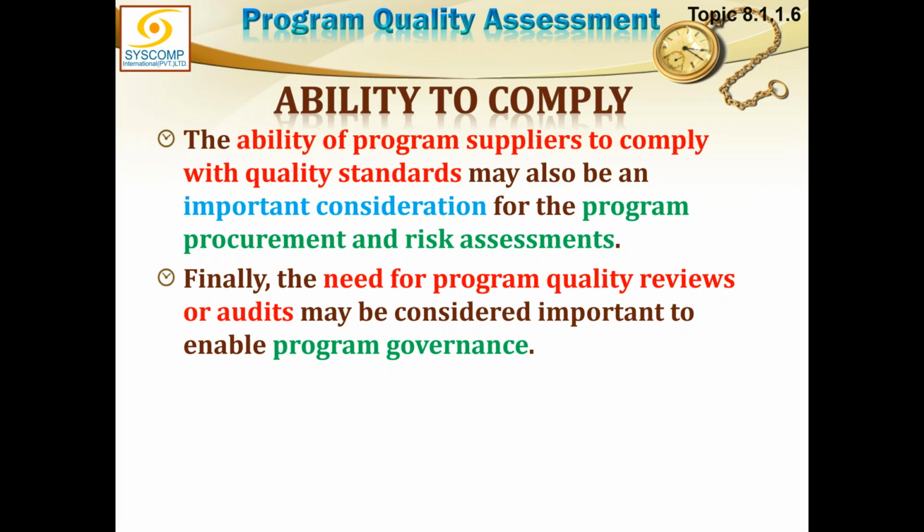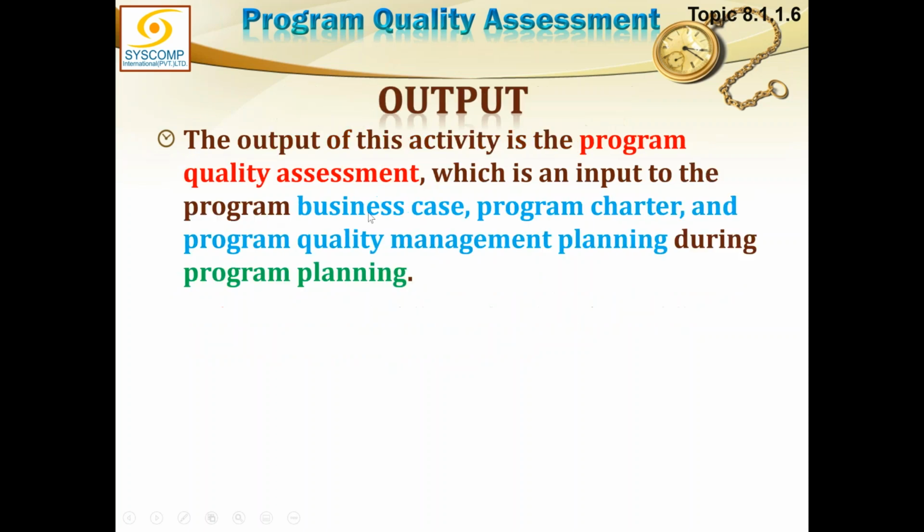Because we are actually doing everything in accordance with the program governance, so there must be some check and balance mechanism established through reviews and audits to ensure that program governance is properly being followed as far as the quality is concerned. The output is the program quality assessment, which is an input to business case, charter, quality management plan.